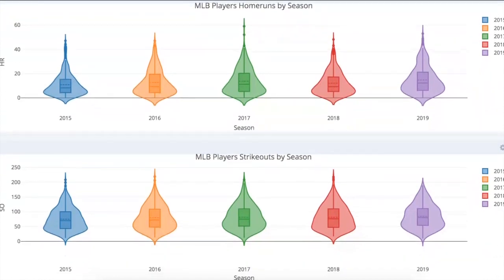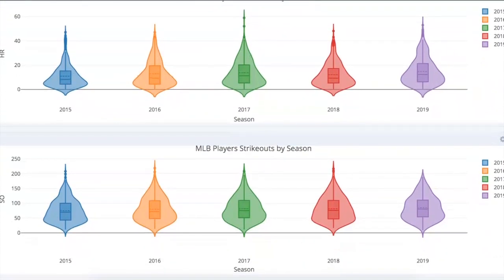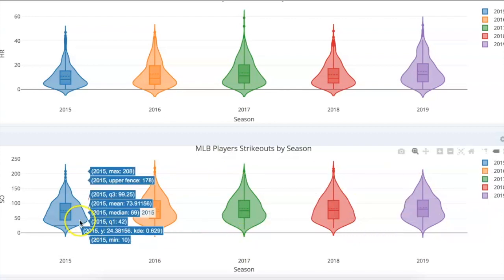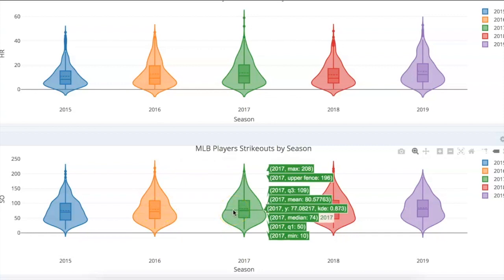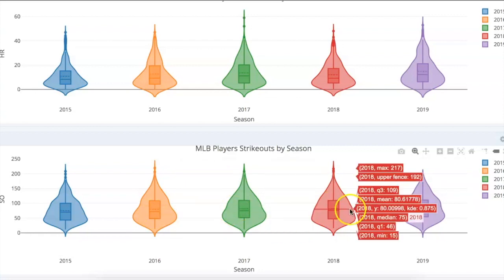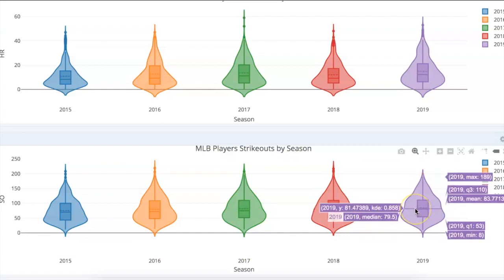For the last graph we're going to look at MLB players' strikeouts by season. 2015 was the best year by far, not even close, for not striking out. This had an upper quartile of under 100 and a mean of 73. All the other seasons had an upper quartile of around 110 and a mean of around 80. So it wasn't even close that 2015 was the best year for this. This could also mean that strikeouts could be a useful predictor in our quadratic model that Bob created.